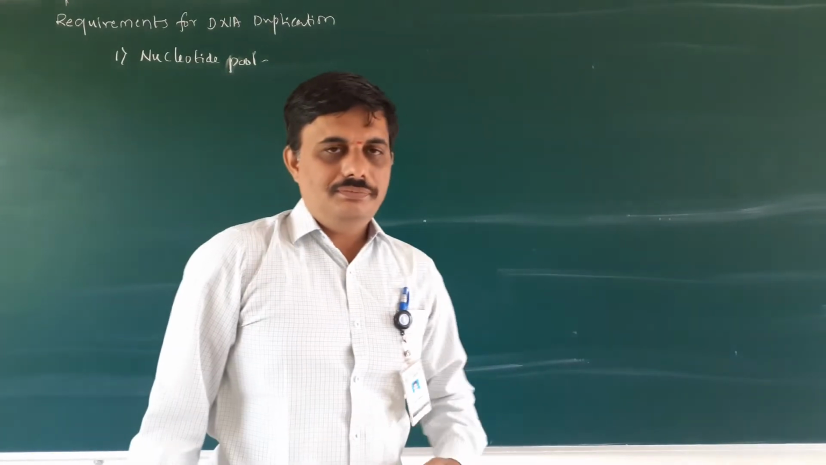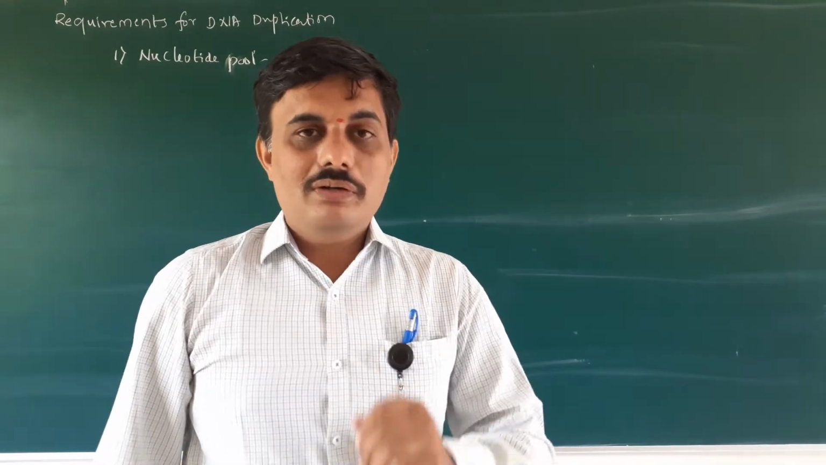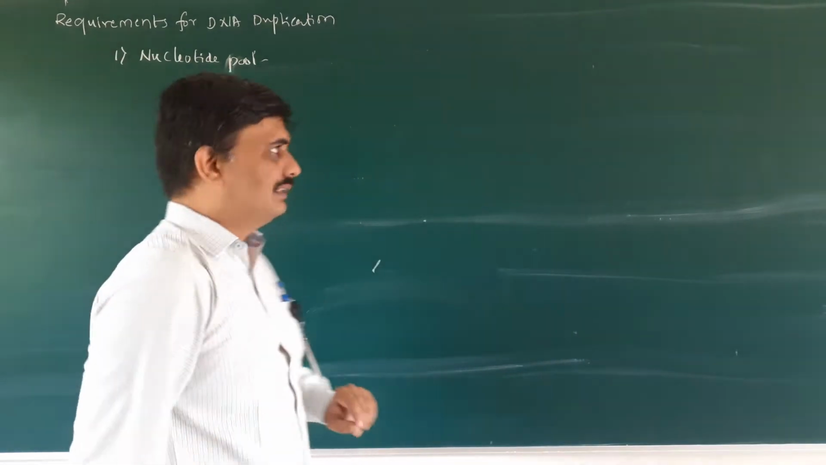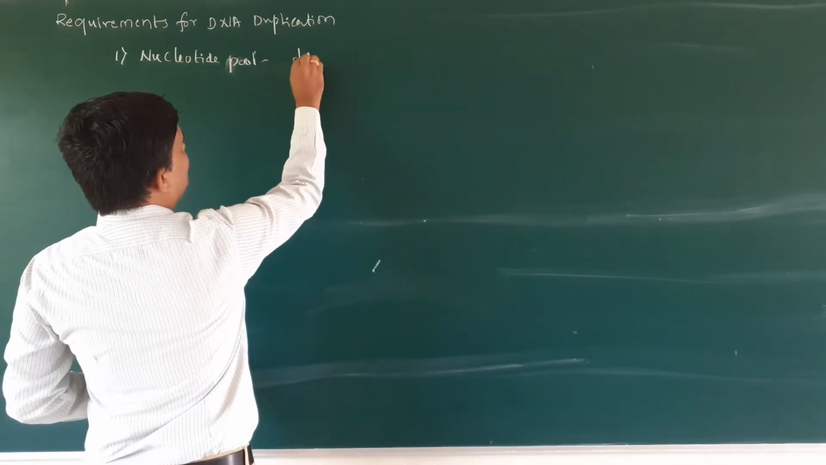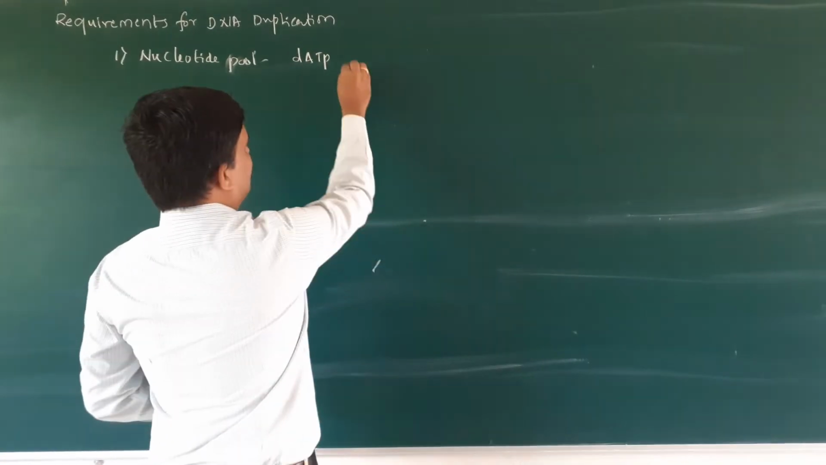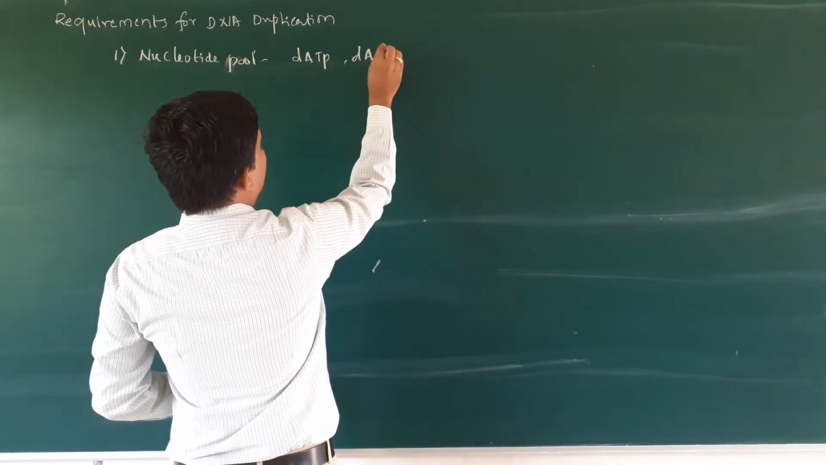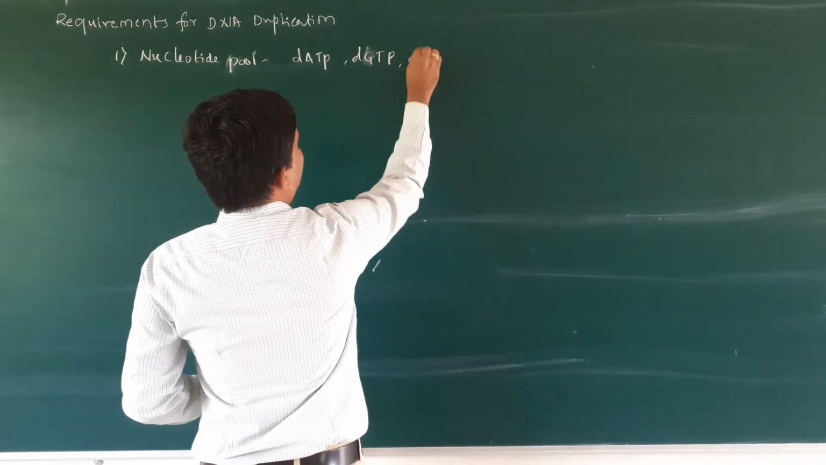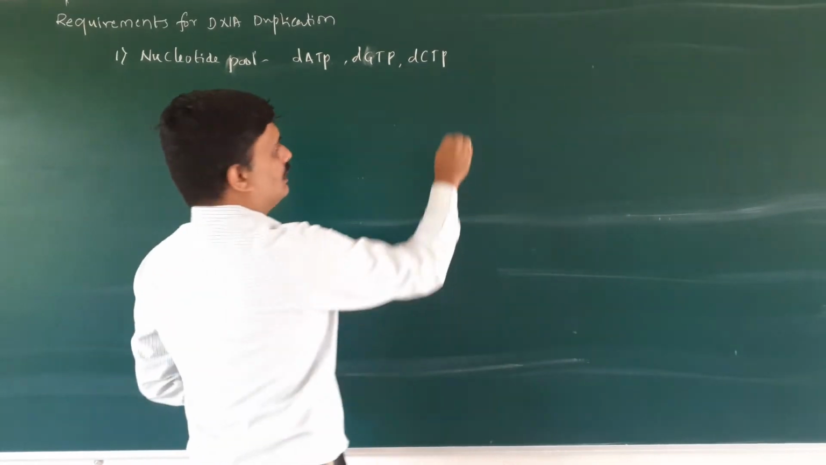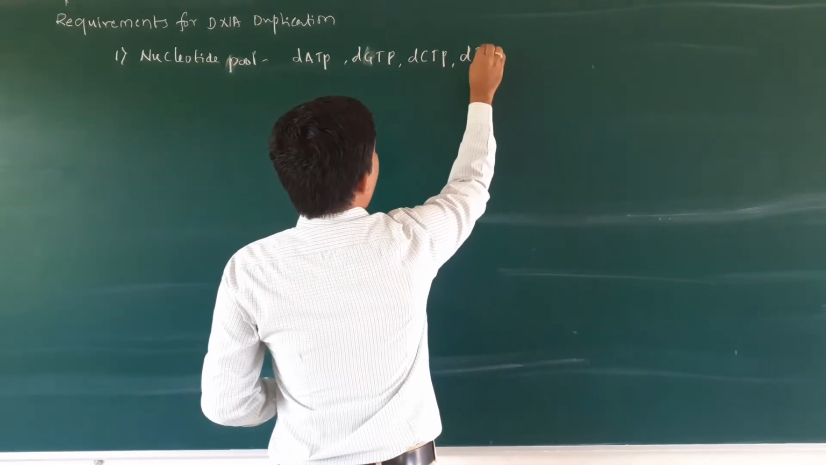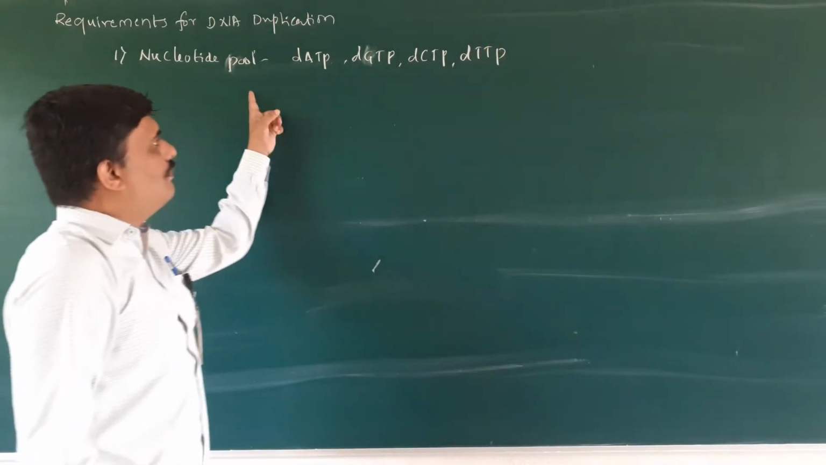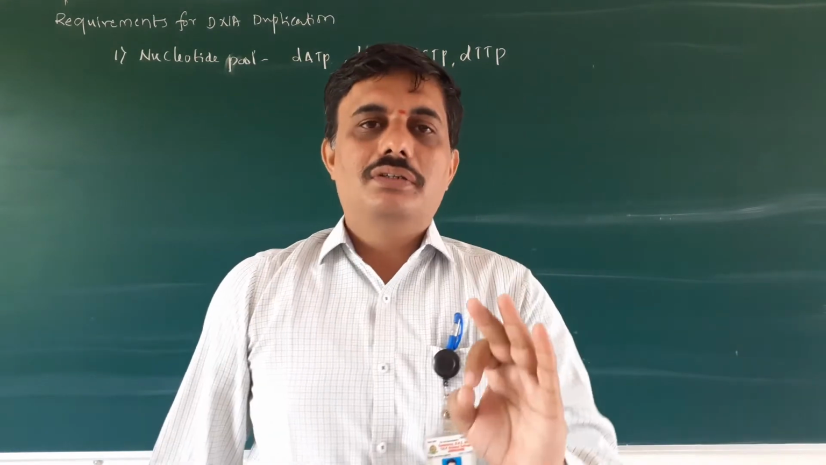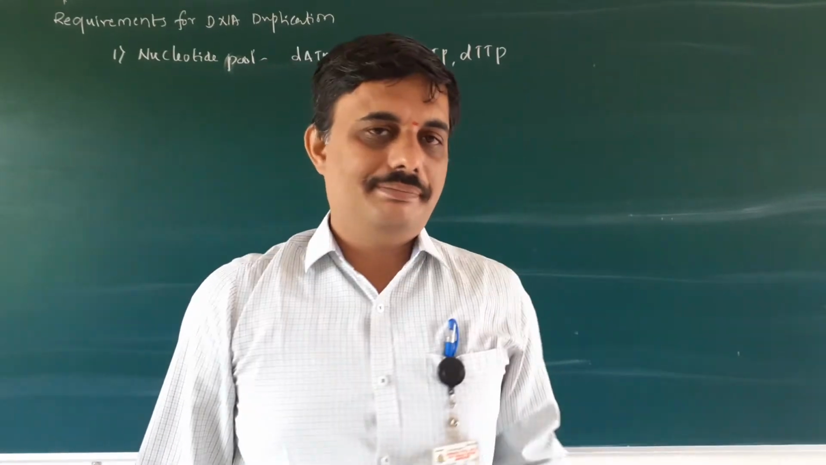For DNA duplication, it requires all four nucleotides, highly energized nucleotides, like deoxyadenosine triphosphate, deoxyguanosine triphosphate, deoxycytosine triphosphate, deoxythymidine triphosphate. All four nucleotides are required for the duplication or the replication of the DNA.